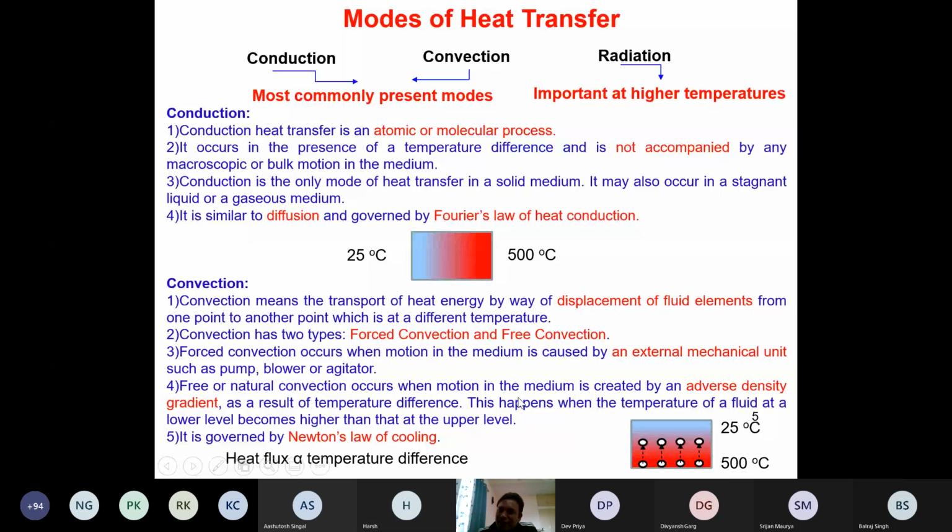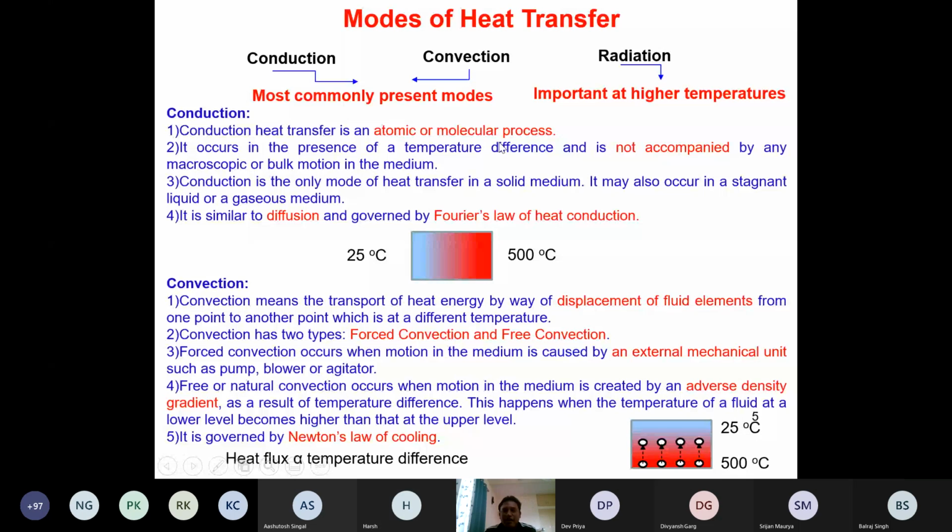Again, in conduction, you will not see any macroscopic movement of the material or particles. So conduction is the mode of heat transfer without any macroscopic movement of the particles or molecules, fluid particles. Conduction is governed by Fourier's law of heat conduction that we have already seen in the last class. The next mode is convection.